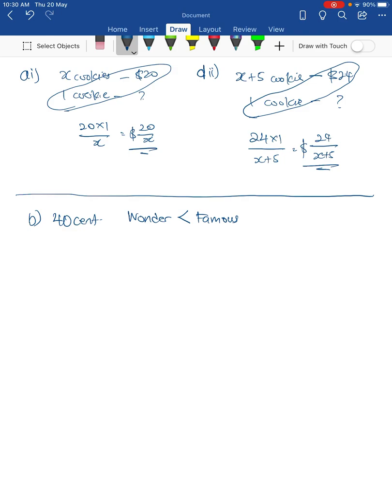So we are supposed to write down an equation to represent this. Okay, so we always use the previous information given to form the equation. So the previous equation is, we can see that, okay, this is for the famous cookies and this is for the wonder cookies, so these two. Okay, so how do we form the equation? And of course the information given is 40 cents difference.